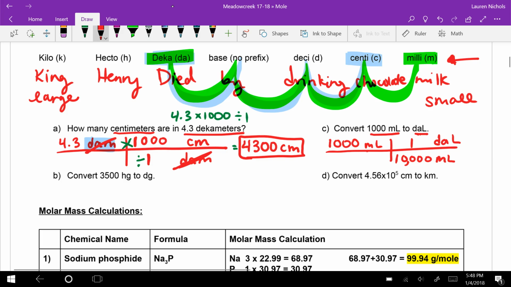And when I do this, I have milliliters on top and bottom. And the way that this would be put into the calculator would be 1,000 times 1 divided by 10,000. Now, when we do this, we will get 0.1 decaliters. And the reason why we know it's decaliters is that's the only unit we have left.